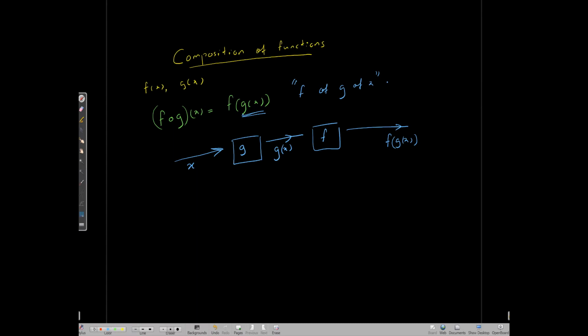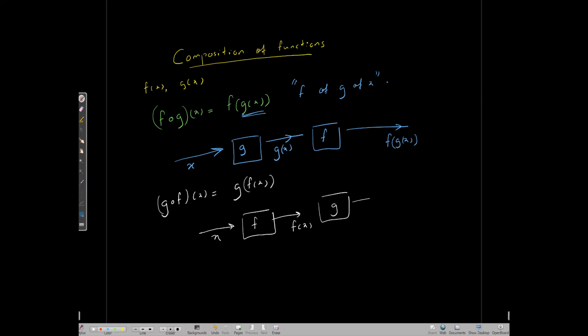Similarly we can define the other way around: g of f of x. This time the first machine is f, so x goes through f and comes out as f of x, and it goes through g, and what comes out is g of f of x.